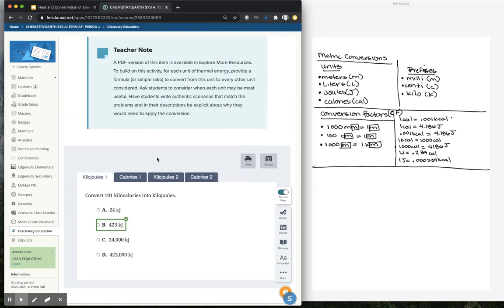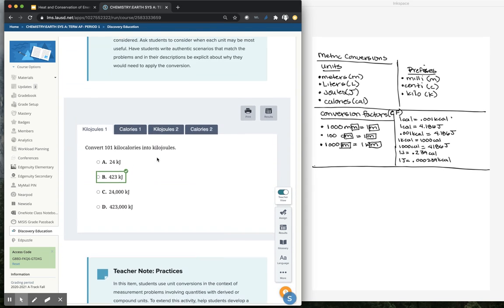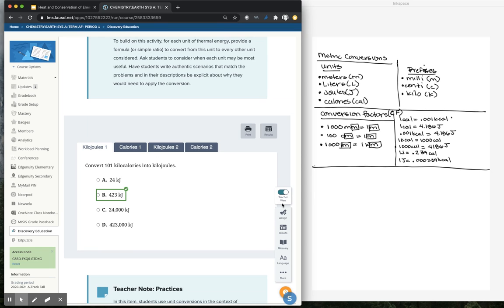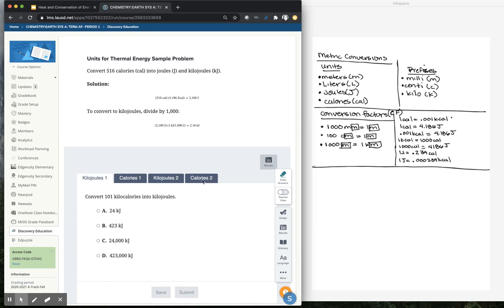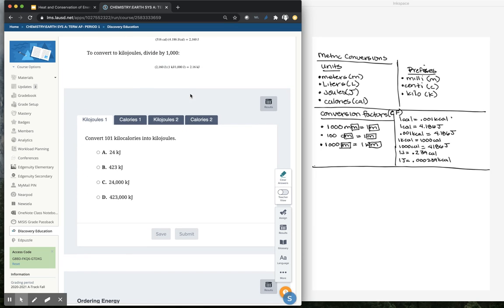So I'm going to go down to the problems that you were given. And so this is the problem that you were given. There was an example problem above, and then you had 4 problems to work on your own. So let's take a look at this first problem. And so this first problem says convert 101 kilocalories into joules, right?